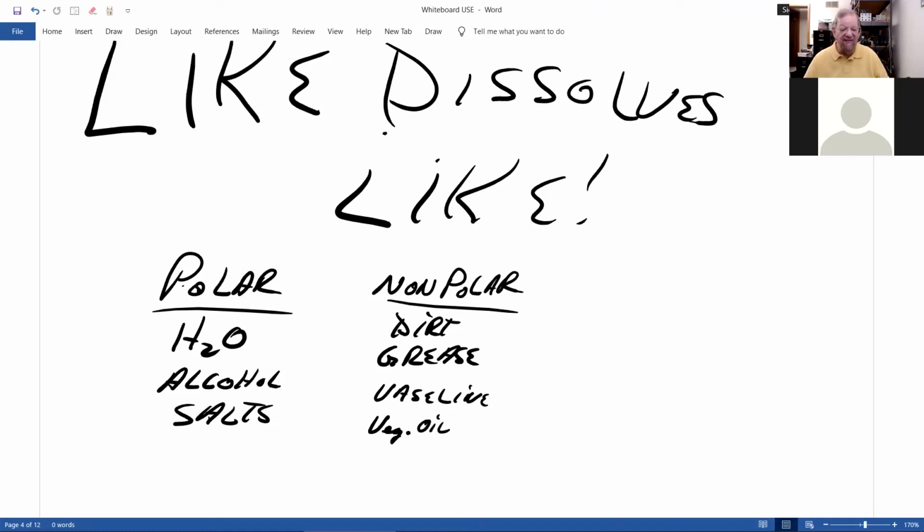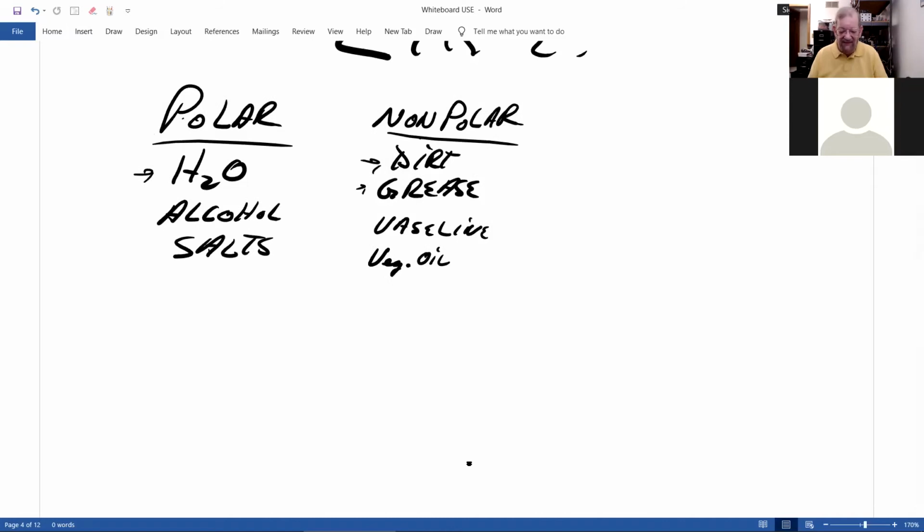So if you have something, what do you use mainly to clean things with? Water. But water isn't going to touch dirt or grease because water's polar. Dirt and grease are non-polar. Like dissolves like says they're not going to mix together. They're not soluble. They're not miscible. So what do we do? Well, let's look at a little piece of dirt magnified. Let's assume on my hand there's a little piece of dirt and I want to wash my hands and get my hands clean.